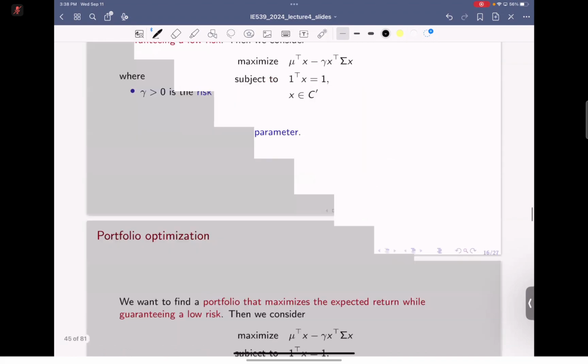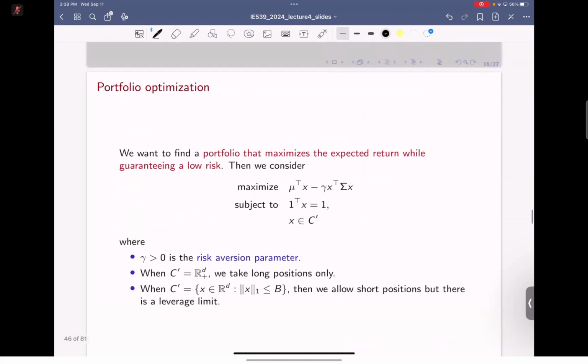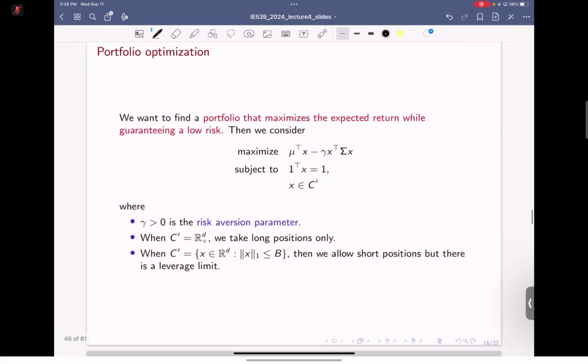And also, if you don't want to borrow money from the bank, then you need to take long positions only. You want your variables to be restricted to be non-negative. And sometimes you might allow leverage, but you don't want to take high risk. So you might want to control the total leverage value by some proportion capital B.